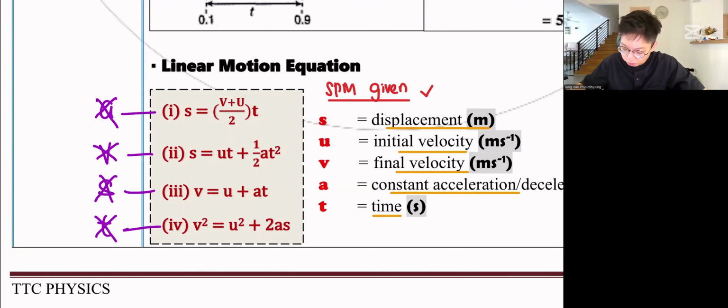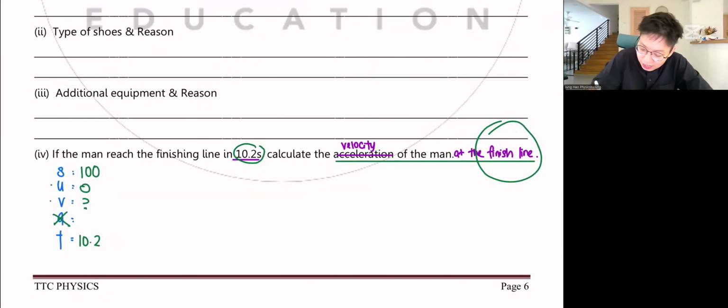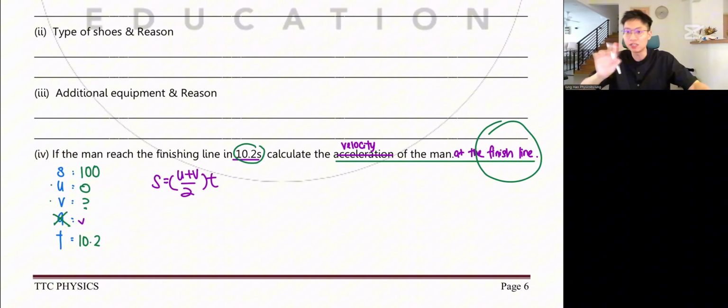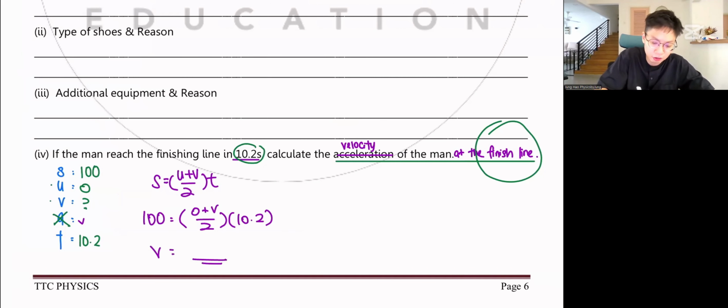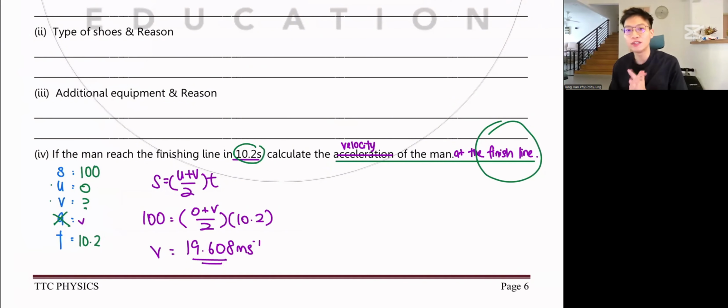So when I look at this question, all I have to do is use S equals U plus V over 2, times T, because here I have no acceleration, meaning I cannot use the formula with A. Then what I do next, I substitute everything: 100 equals 0 plus V, divided by 2, times 10.2. I will be able to calculate my final velocity to be equal to 19.608 meters per second. So that is my final answer.